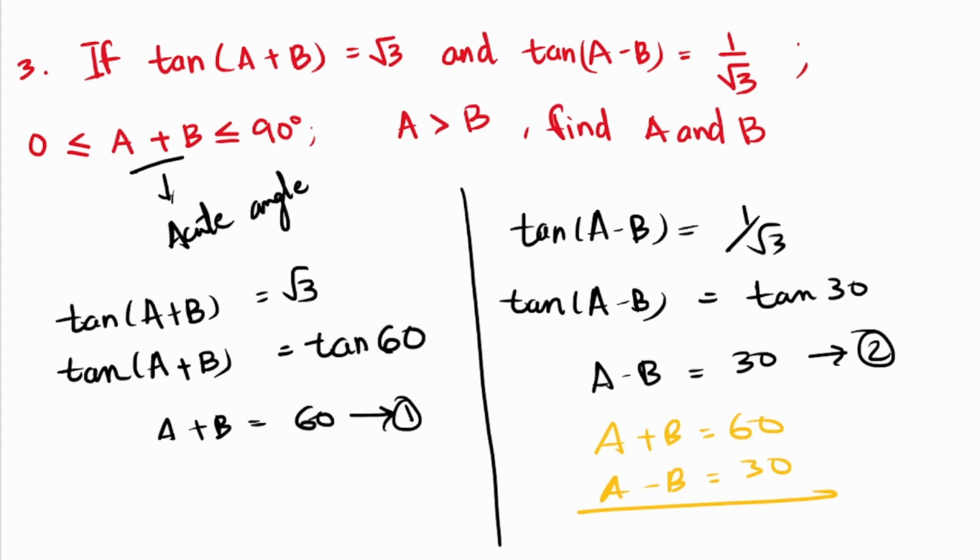We'll add these two equations. When adding, you will get 2a, then minus b plus b cancels, equals 30 plus 60, which is 90 degrees. So you have 2a equals 90 degrees. So a is 90 degrees divided by 2, which is 45.